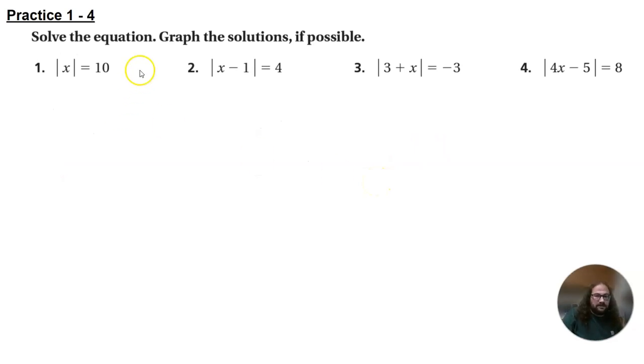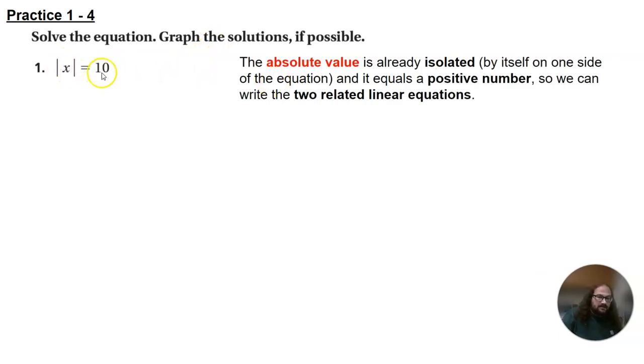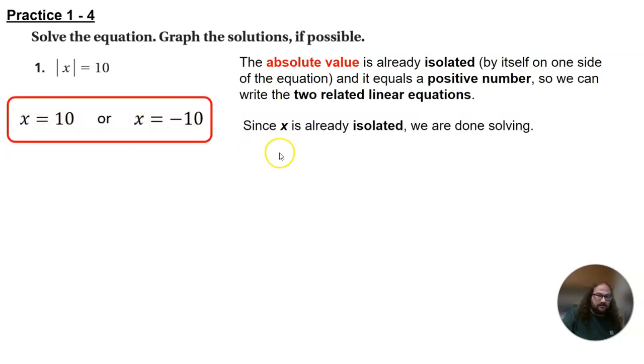Okay, let's look at some practice problems. First, we've got absolute value of x equals 10. The absolute value is already isolated, and it's equal to a positive number, so we can rewrite with our two related linear equations, one where the inside equals 10 and one where the inside equals negative 10. So we get x equals 10 or x equals negative 10. Since the only thing inside the absolute value was x, we don't have to do anything to isolate x in our two equations. x is already isolated, so we're done solving. The solutions are 10 and negative 10.